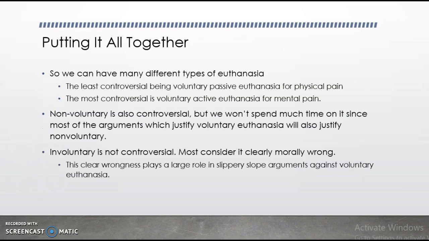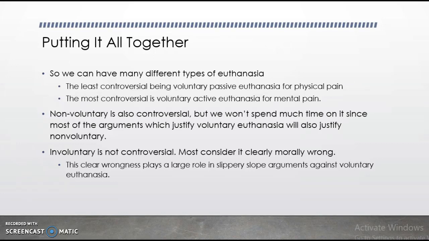And then finally, to put it all together, you can have all these different types of euthanasia, right? You can have voluntary passive euthanasia, voluntary active euthanasia, the same for the involuntary and non-voluntary, so on and so forth, right? So just so you get sort of a rough feel, the least controversial of the voluntary types is voluntary passive euthanasia for physical pain. This is something that's already legal throughout the United States. Most people accept it as something that's morally permissible. Right? If all we need to do is remove your life-saving treatment and you prefer to no longer have life-saving treatment given to you, that's morally permissible.